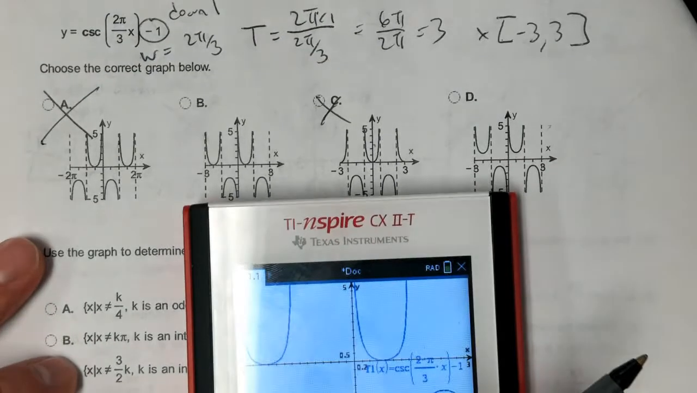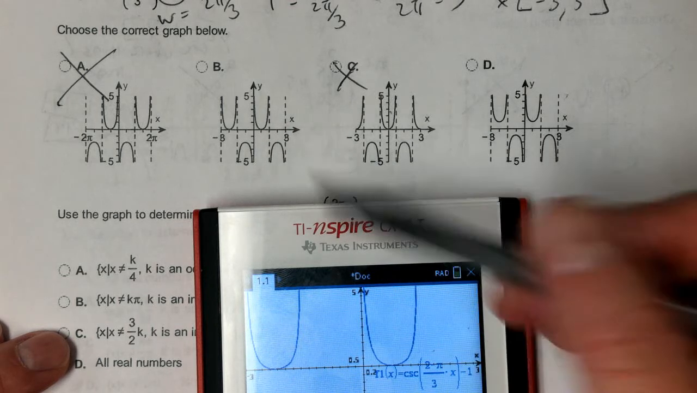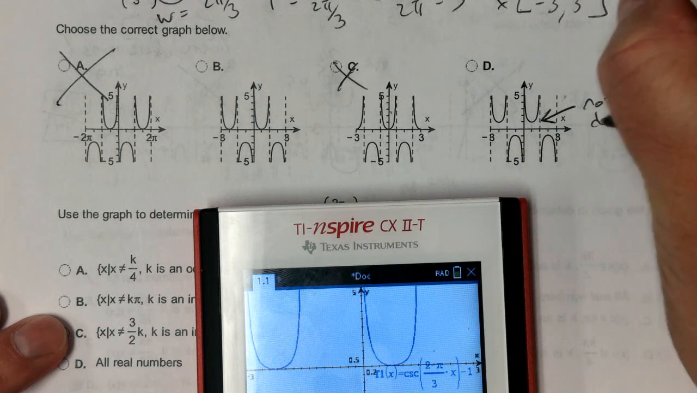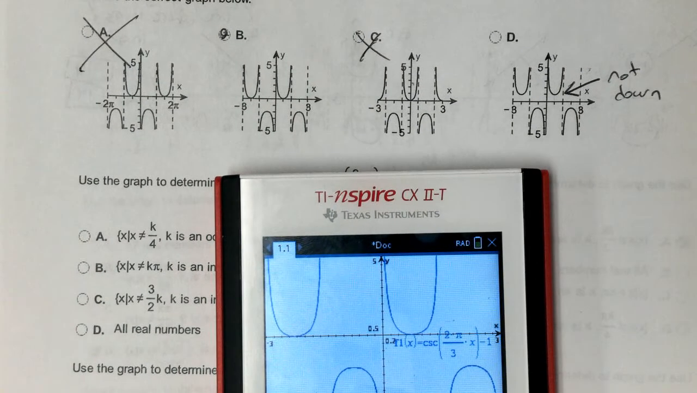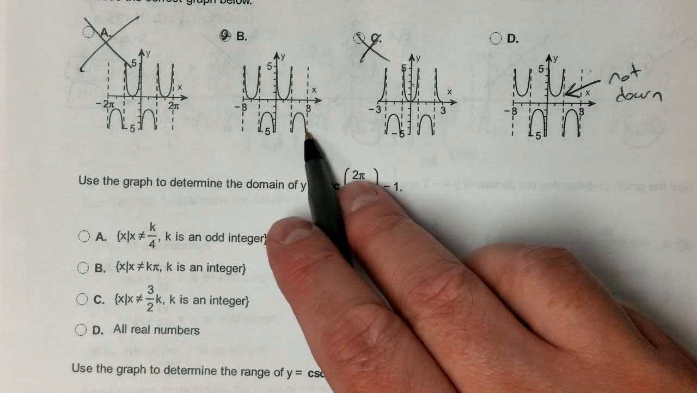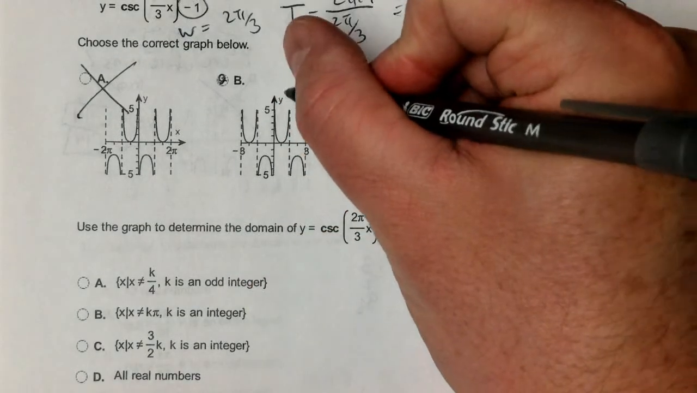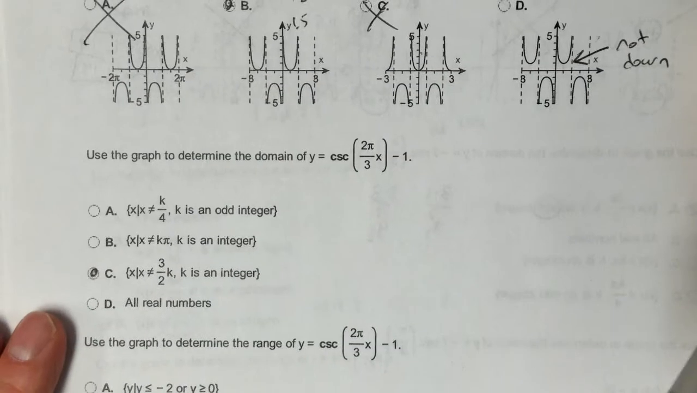Now, the difference between B and D is B is shifted down like it's supposed to be, and D is not shifted down. And so that's how you know it's B. Any questions? Okay, so then with that graph, 3 is an asymptote, and then half of that would be 1.5, which we said is 3 halves. So that's C.